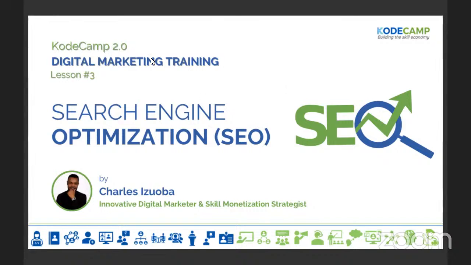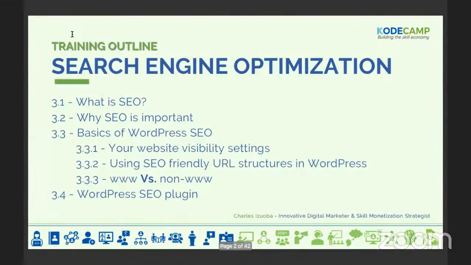So for today, we are going to learn a couple of things. First of all, we'll get a basic understanding of what SEO means. We'll talk about the importance of SEO, the basics of WordPress SEO, where we discuss website visibility settings, SEO-friendly URL structures in WordPress. Then we'll compare and talk more on www versus the non-www website structure, URL structure rather.